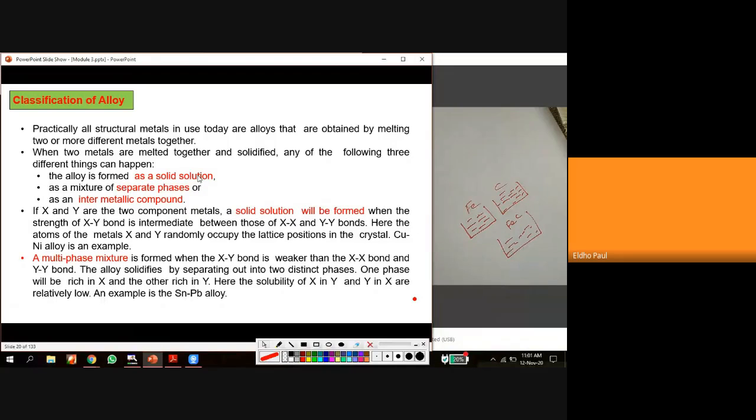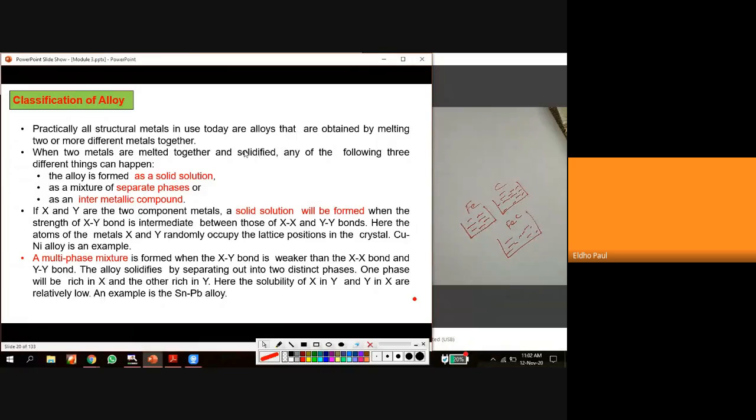For example, we already discussed copper and nickel. Copper and nickel completely dissolve in each other by substitutional solid solution formation. So when one component is completely dissolved in the other component, we get a solid solution. This will be in a single phase. So by this single-phase formation of a solid solution, we get an alloy. This is one method for the formation of an alloy when we solidify two metals from the molten state.